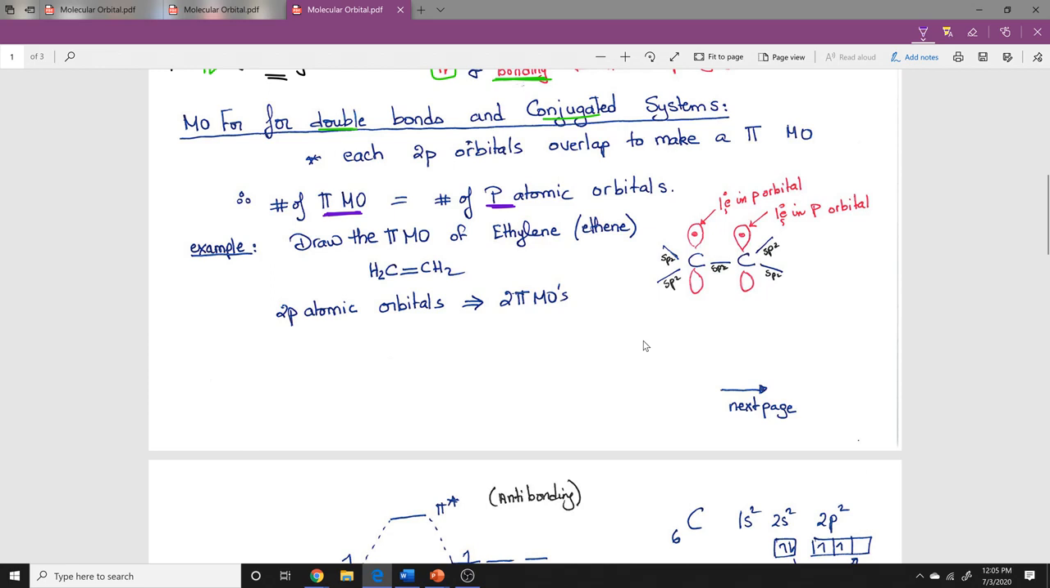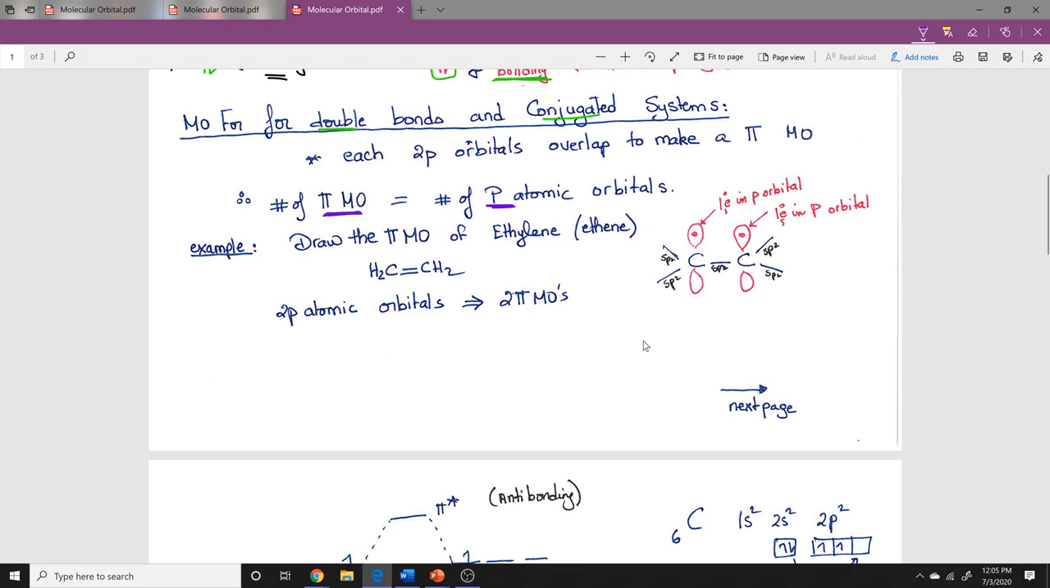So let's say I gave you ethene. Ethene is the simplest alkene. Ethene is not conjugated. It has only one double bond in there. So to figure out how many pi molecular orbitals you have for ethene, you want to see how many p atomic orbitals you have for it.